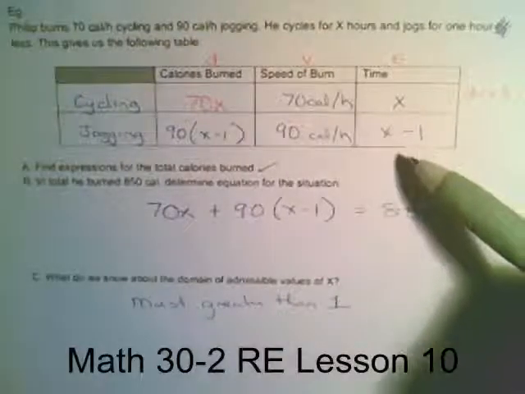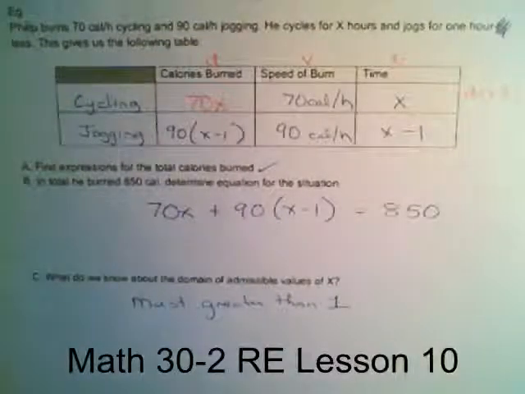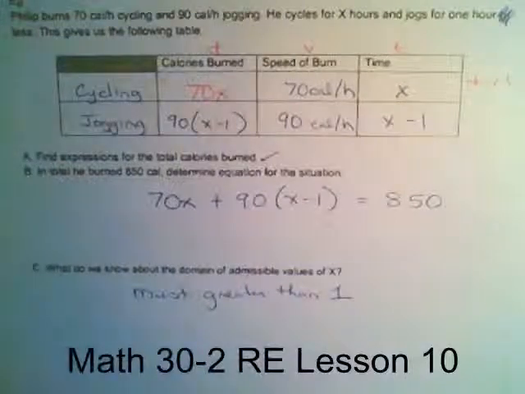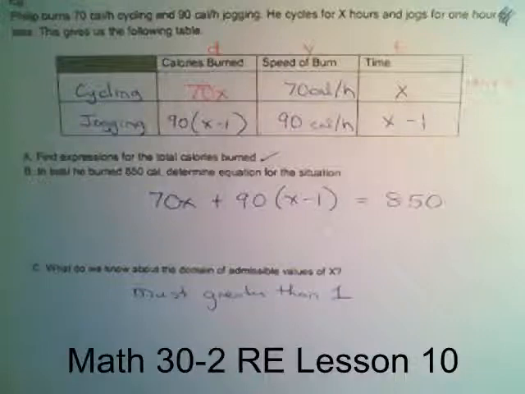C. What do I know about the domain of admissible values of x? Okay, I know x is a time. It has to be positive. You can't have negative time. But better than that, it has to be greater than 1. Okay, because if it isn't greater than 1, I can't say he jogged for 1 hour less. Because if it's like 0.5, subtracting an hour, I'm now doing jogging at negative times, and that doesn't make any sense. So I know x must be greater than 1. Okay? So these are just some examples.